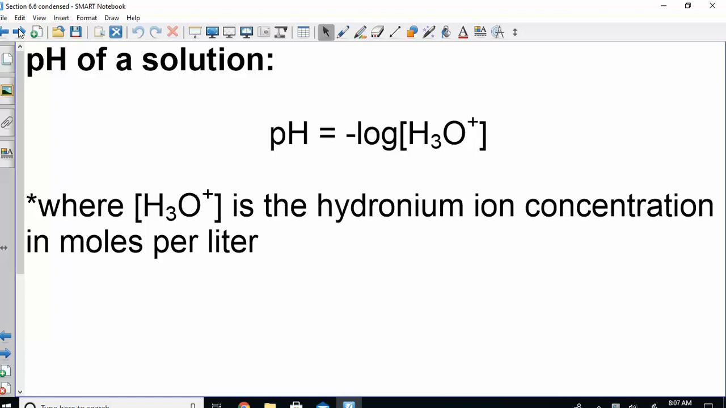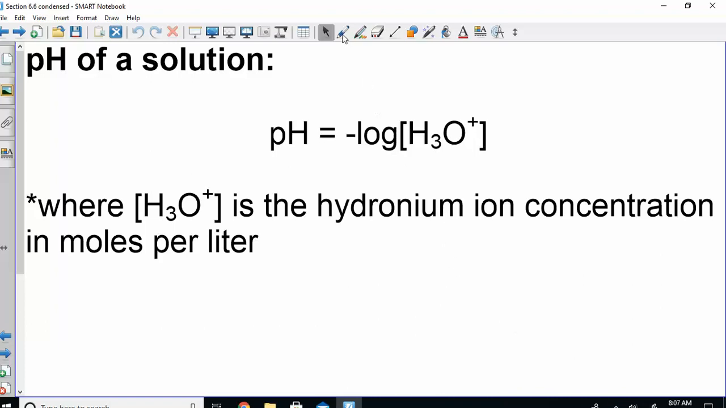One application that we use logs in a lot is in dealing with pH. If you notice on the top of your notes handout, I gave you some of the important formulas that we'll be using. I'm not expecting you to memorize this. If I gave you a pH question on the test, I would give you the formula in there. So you just have to be able to use the formula. That's all we're doing today.